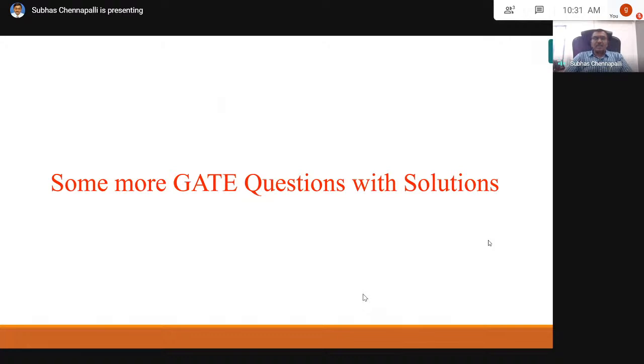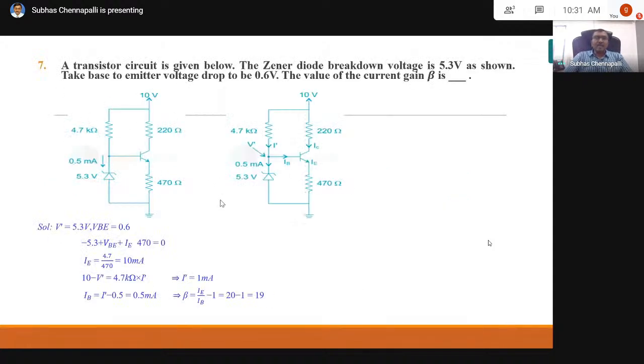Now we discuss questions from previous GATE question papers, their solutions. One of the questions is this: a transistor circuit is given below. The Zener breakdown voltage is 5.3. This is a Zener diode connected from base to earth. It has a breakdown voltage of 5.3 and 0.5 milliampere current is flowing into the Zener. Take base to emitter voltage VBE as 0.6. The value of current gain beta is asked.